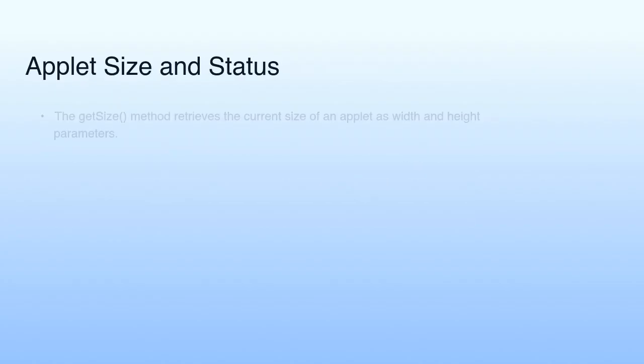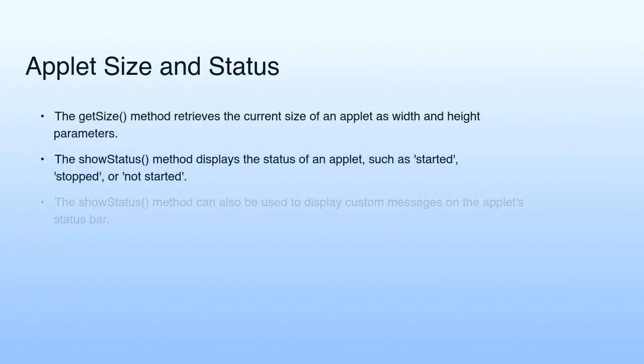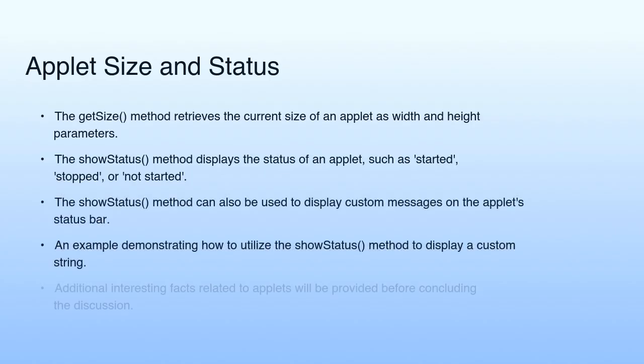The getSize method retrieves the current size of an applet, providing its width and height parameters. The showStatus method displays the status of an applet, such as started, stopped, or not started. It can also be used to display custom messages on the applet status bar. An example demonstrates how to utilize the showStatus method to display a custom string. Additional interesting facts related to applets will be provided before concluding the discussion.